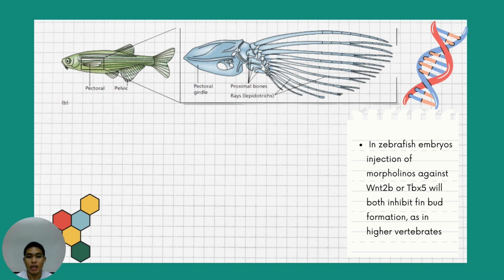Both the pattern of these proximal bones and the fin rays themselves, which are formed by dermal ossification, are quite unlike a modern tetrapod limb or even the Panderichthys limb.